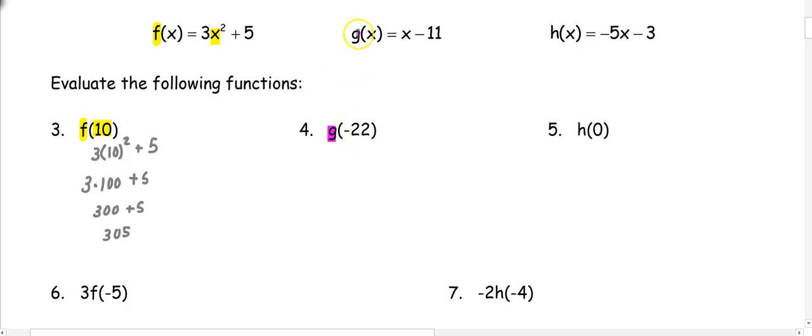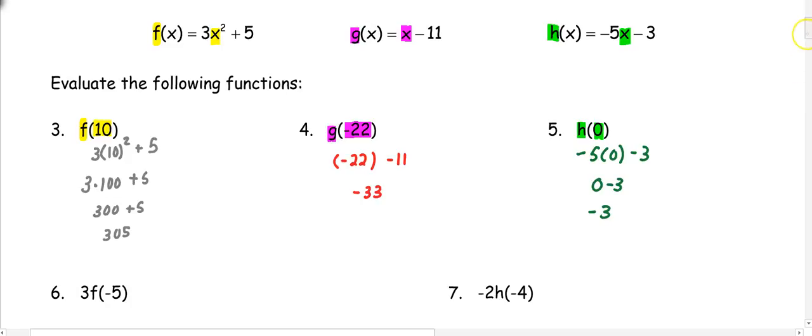In number 4, we have g, so we're going to use our g equation with negative 22. We're going to put negative 22 in for x. So negative 22 minus 11 would get us negative 33. In the last equation, we have h, and we have 0. So we're going to put 0 in for x in the h equation, and we would get negative 5 times 0 minus 3, which would be 0 minus 3. So our answer would be negative 3.